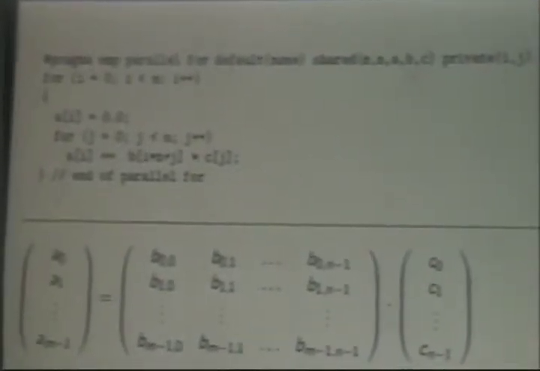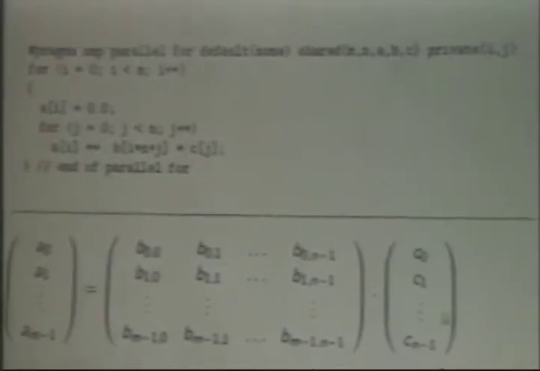This is how matrix multiplication is done, OpenMP style. If you take a look at this code, this is essentially the code to multiply this matrix with this vector. The output is this vector at the left hand side. The code for that is this one.